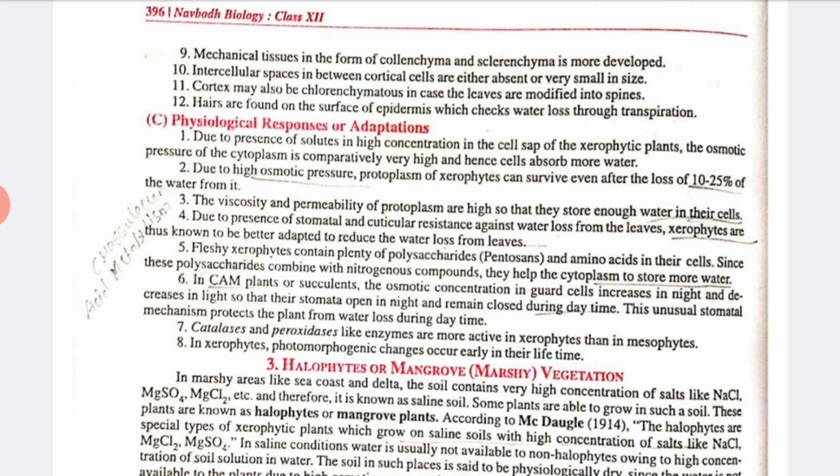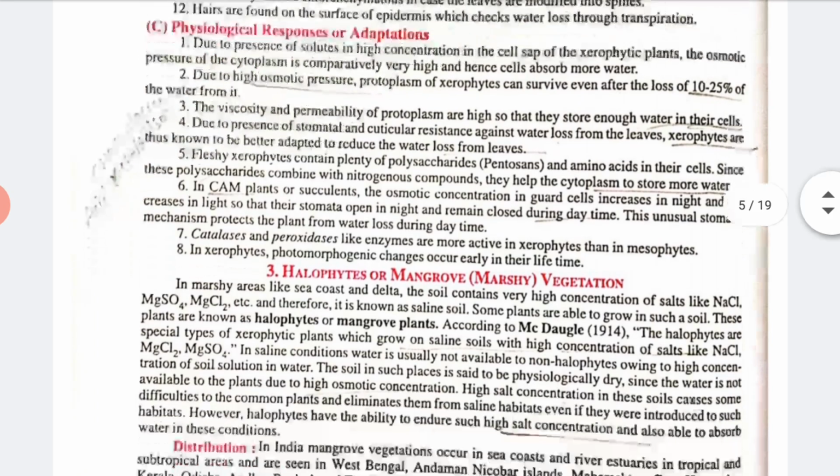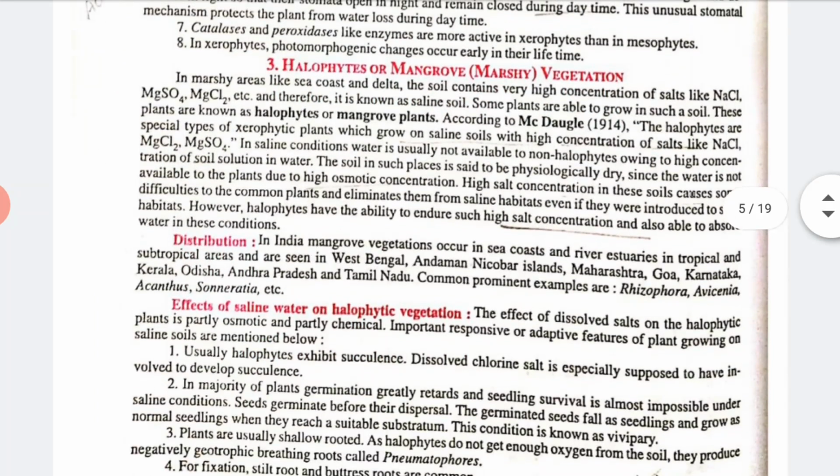Next we have halophytes, or we can say mangroves. So what are halophytes? Halophytes or mangroves grow in marshy areas like the seacoast and delta. The soil contains a very high concentration of salt like NaCl, MgSO4, MgCl2, etc., and therefore it is known as saline soil. Some plants are able to grow in such soil. These plants are known as halophytes or mangrove plants.